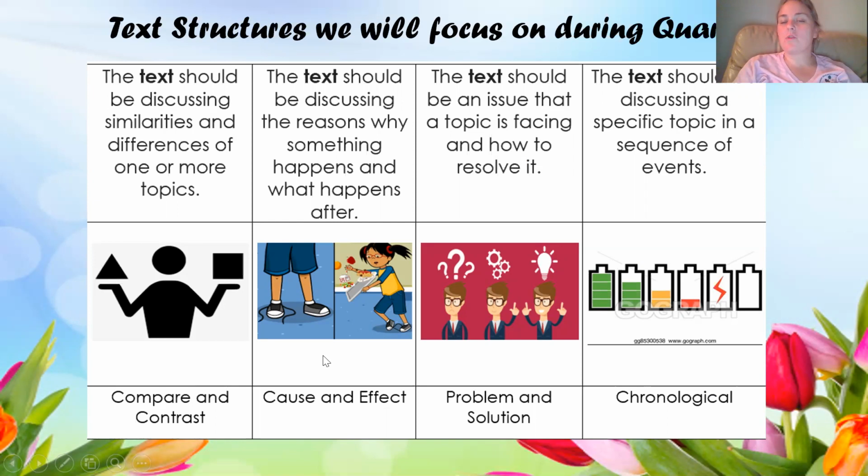And then we're going to be learning about chronological or sequence. So it says the text should be discussing a specific topic in sequence of events, so in order. A lot of the time when you see chronological text, they have dates, and the dates are in order throughout the text. So this visual helps you because it goes from a full battery down, down, down to nothing. So kind of in order.